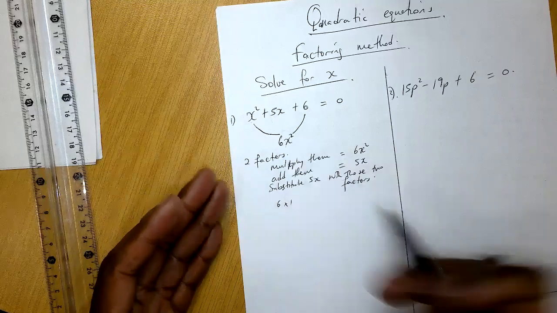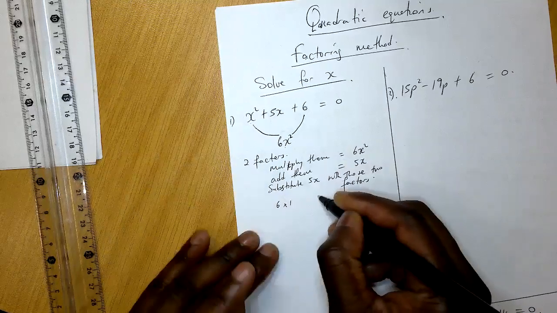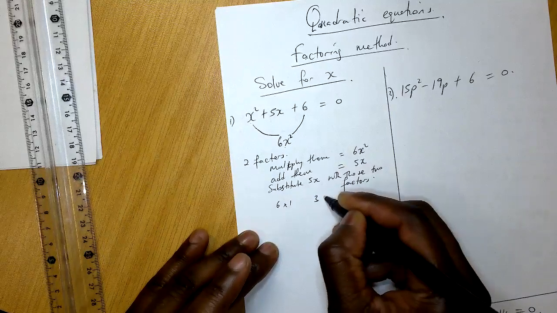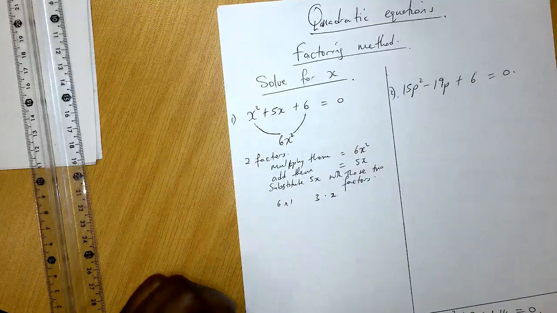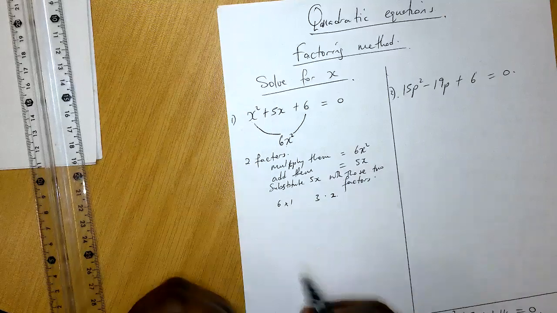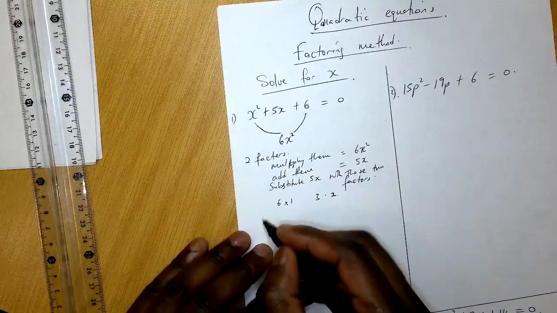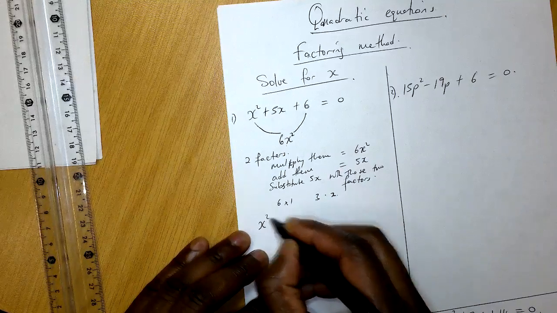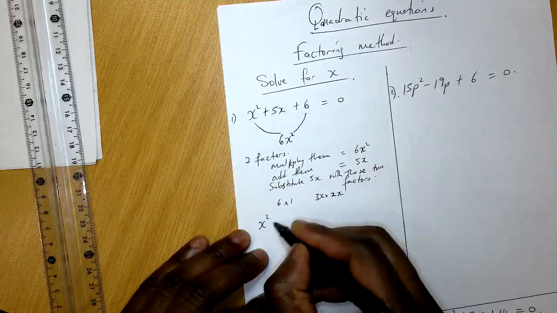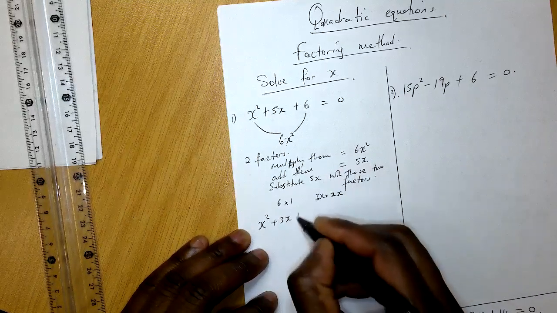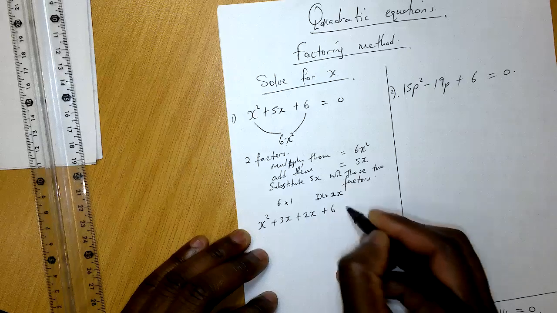So let's think about what the factors are here. It can only be 3 and 2. 3 times 2, you get 6, and 3 plus 2, you get 5. So let's work with those and substitute them here. So it's going to be 3x and 2x, so x squared plus 3x plus 2x plus 6 is equal to 0.